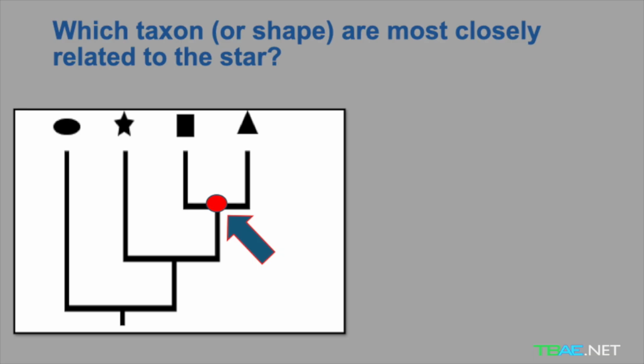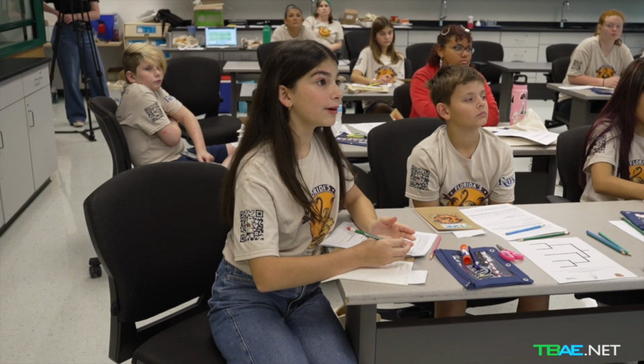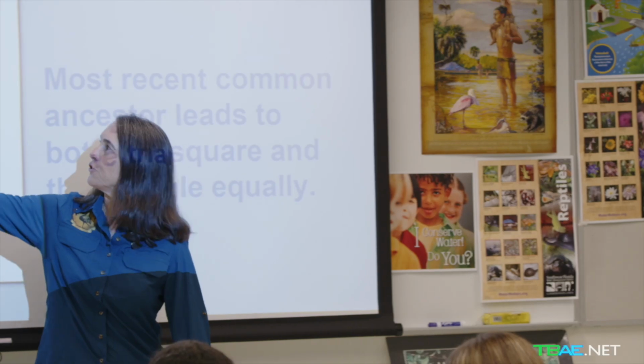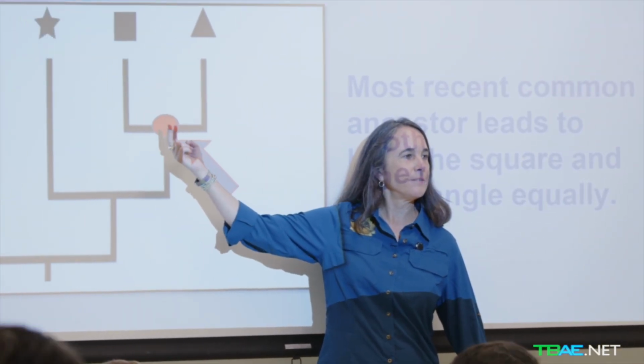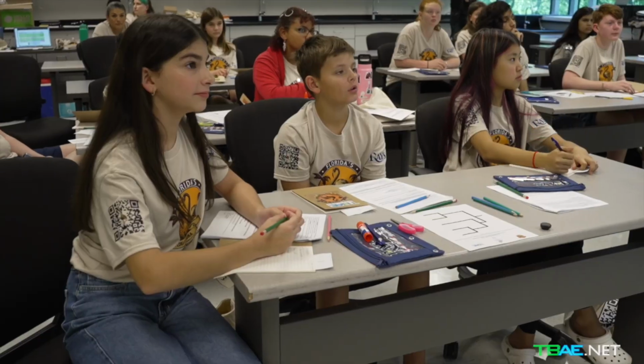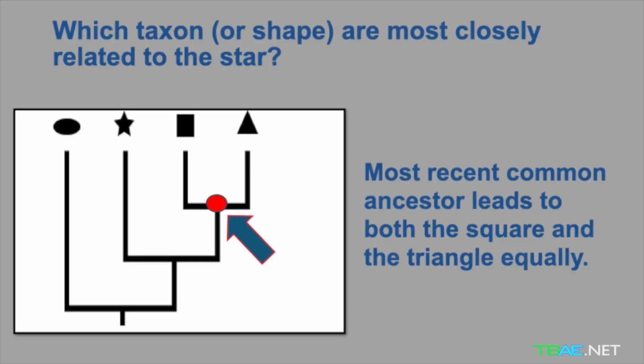Take a look at those shapes. They represent species. I want to know which species is most closely related to that star. Jade? The square and the triangle are both closely related to the star. Exactly. Okay. Hey, Nolan, do you see how I can flip that? Mm-hmm. And if I flip that, which one is closer to the star? The triangle. The triangle, exactly. So those are equally related to the star. Very good, guys.